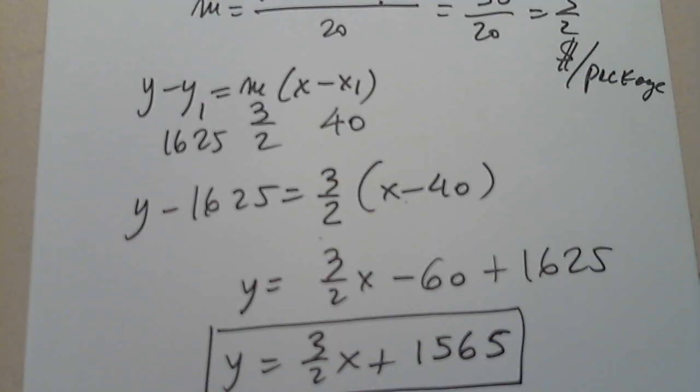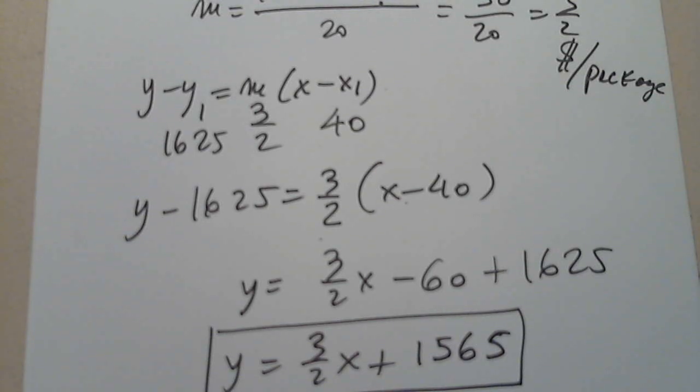Interpret the slope. Let's interpret the slope. Expenses decrease. No, it's a positive slope. Expenses increase by $1.5 for each additional package. That is correct. 1.5 is the slope, and that's exactly what it means. The rising cost is $3 for 2 packages, which means 3 over 2 is 1.5. It costs 1.5 to ship 1 package.